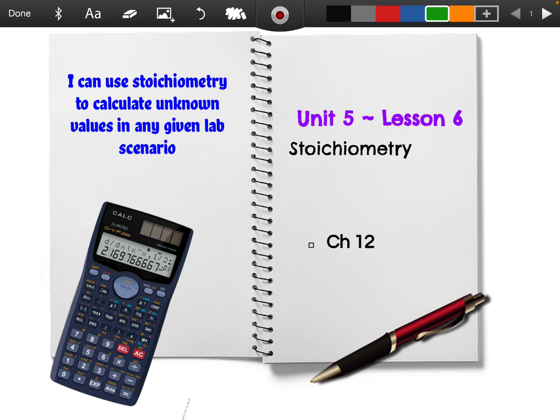If you are making cookies and you have your flour and butter and sugar, stoichiometry can help you figure out if you use 2 cups of flour, how much butter would you need? Or if you use 6 tablespoons of butter, how much sugar would you need? So it's kind of like converting and figuring out how much of each ingredient you would need or how much of each product you would end up with.